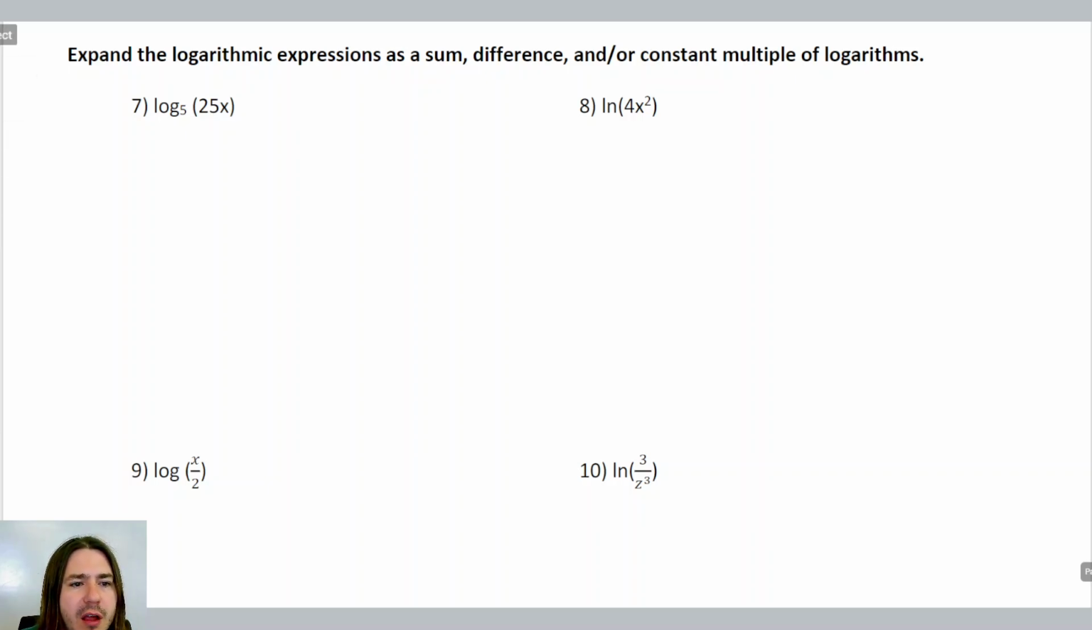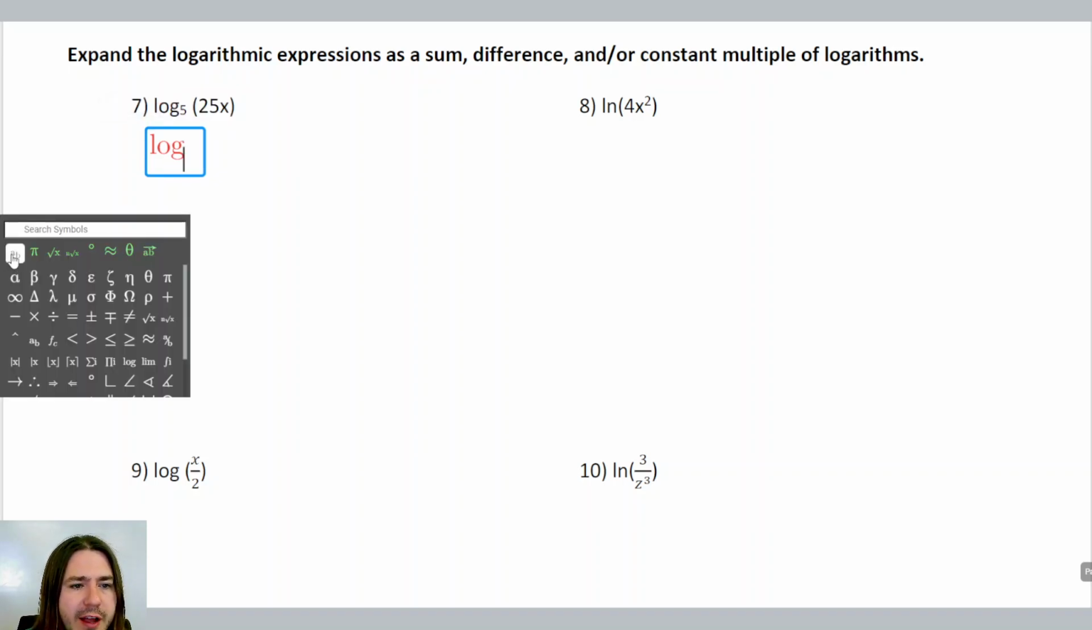So here we've got log of a product. Anytime you have log of a product, meaning two things that are being multiplied, we can rewrite them and split it apart using addition. So we're going to write this as log base 5 of 25 plus log base 5 of x.